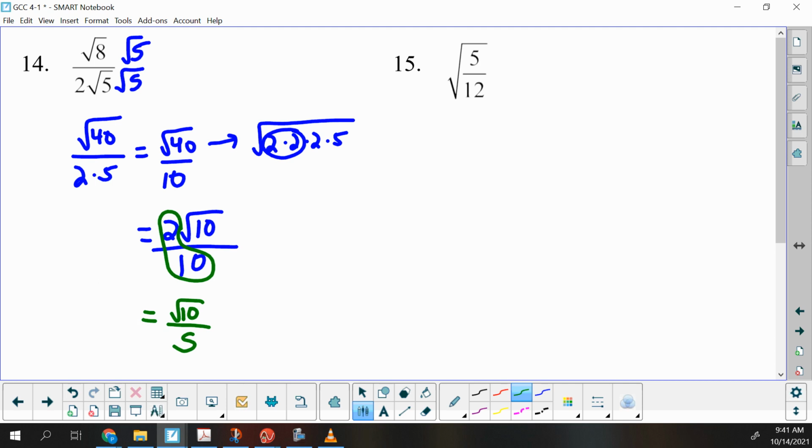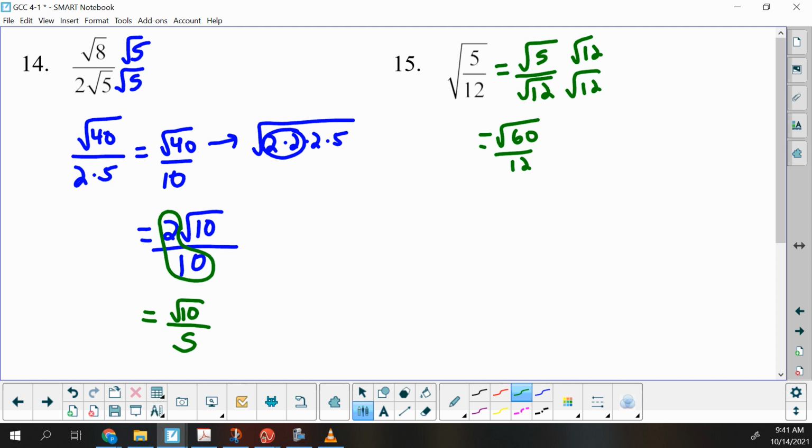Over to 15, 5/12 doesn't reduce, so let's write them as separate square roots. We can multiply numerator and denominator by square root of 12. This will give us square root of 60 over 12.